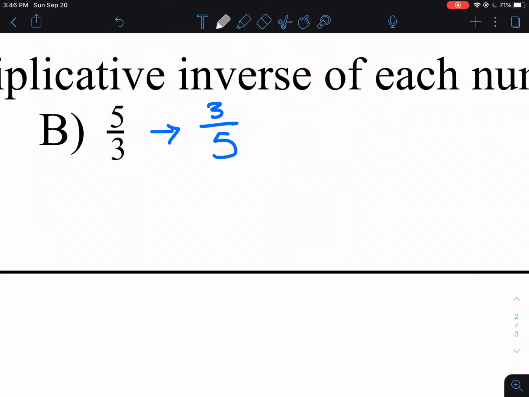Because 5/3 times 3/5, multiply across, 15 over 15. And 15 over 15 is 1.